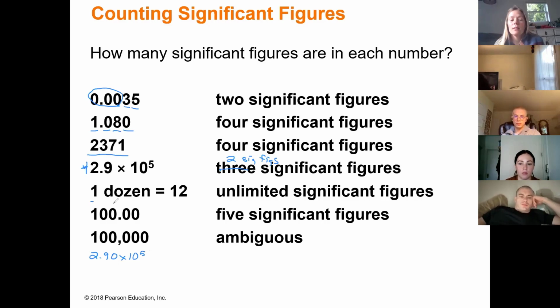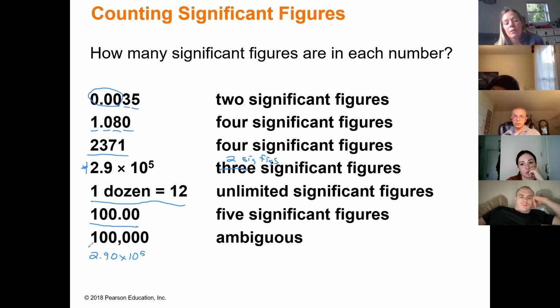This here, 1 dozen is equal to 12. That's an unlimited number of sig figs. That's not going to become more precise. Like you can't get more exact than that. This guy here, lots of zeros. But all those zeros are significant, 5 sig figs. The decimal here means these are significant and the zeros in front are significant.